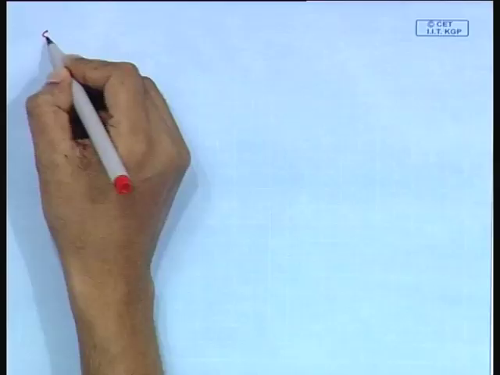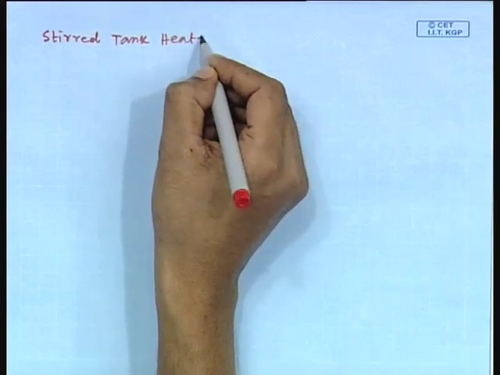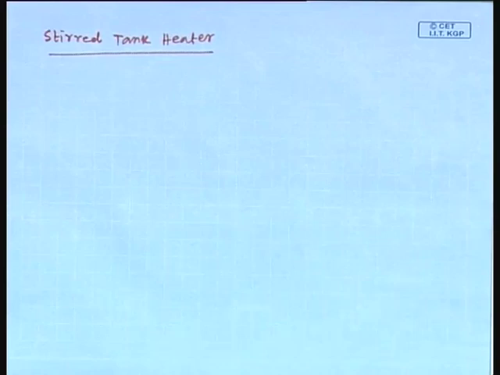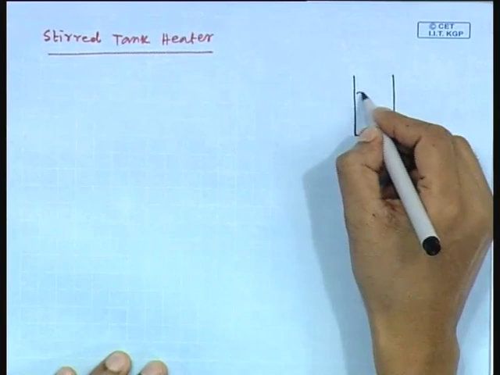Anyway, we will discuss degrees of freedom by taking one simple example. We will consider the stirred tank heater example for degrees of freedom analysis. Before analyzing the degrees of freedom, we need the model. So first we will develop the model for this system and then we will go for the degrees of freedom analysis. The schematic of this system we have to develop first.